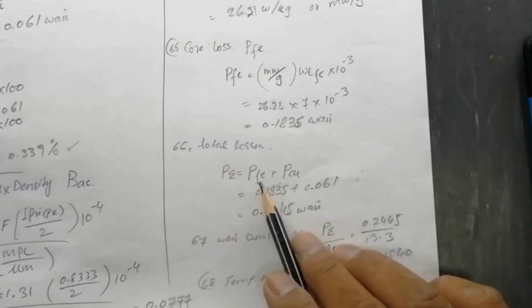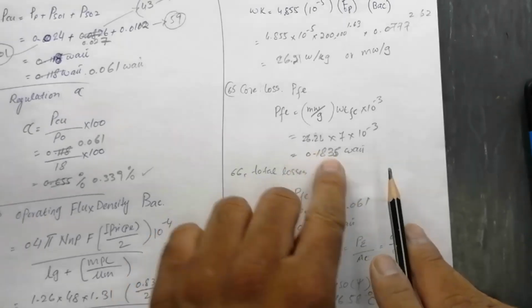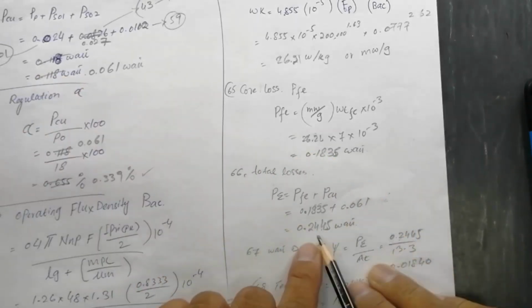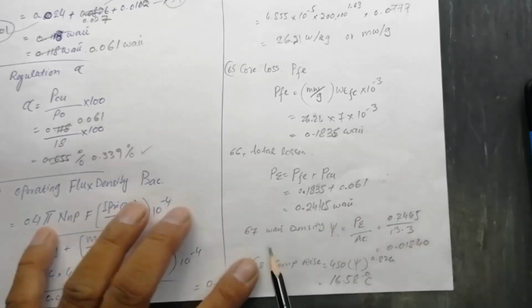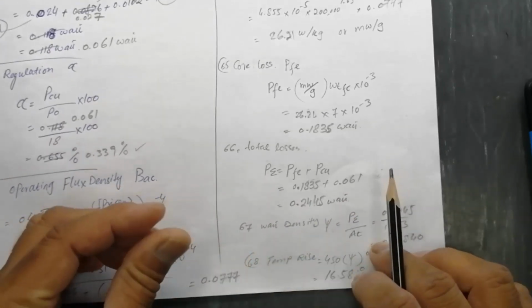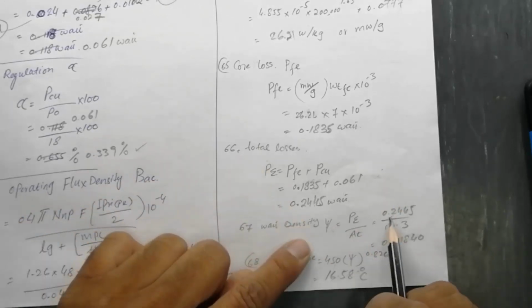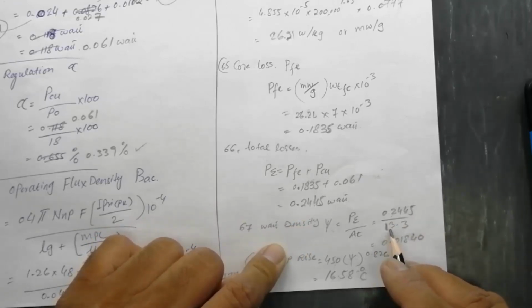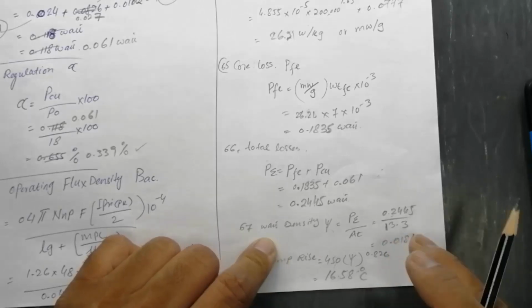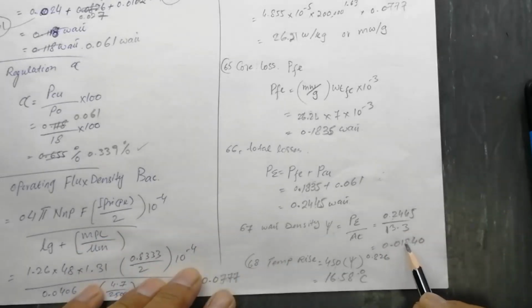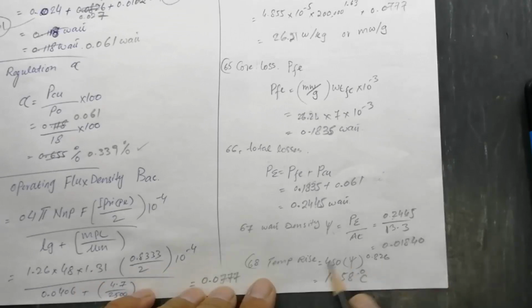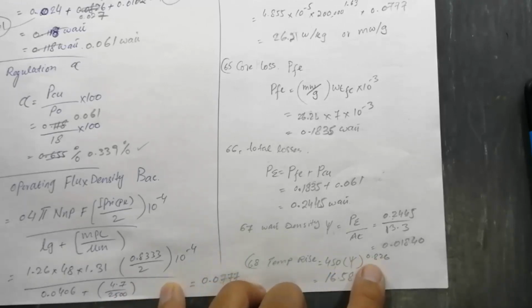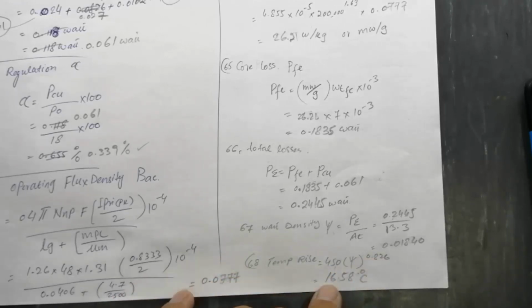Total losses, it is PFE ferrite loss plus copper loss. Ferrite loss is here, copper loss is here, so it is 0.244 watt. Now we can calculate watt density per unit area. So total loss is 0.2445 and our core area is 13.3 centimeter square. So it is 0.01840 watt per centimeter square. So we can calculate now temperature rise. 450 watt density raised to power 0.826. It is 16.58 degrees centigrade.